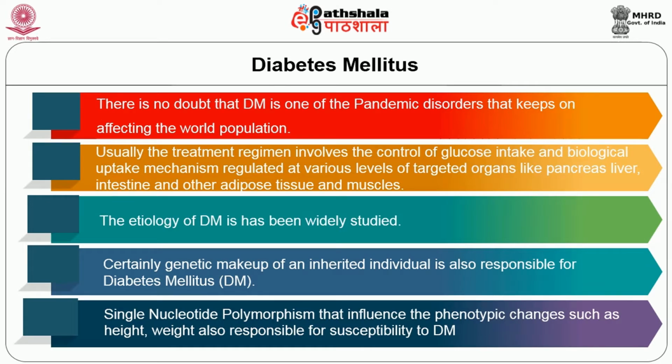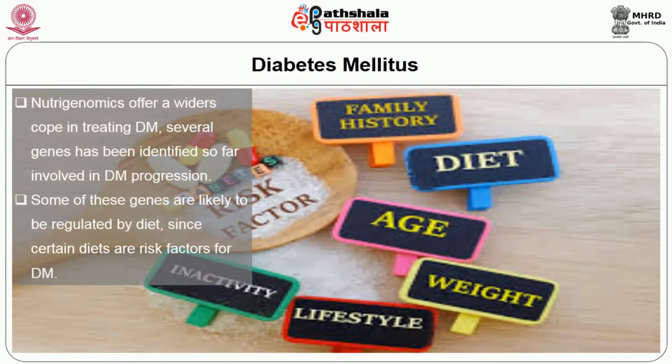Single nucleotide polymorphisms that influence phenotypic changes such as height and weight are also responsible for susceptibility to diabetes mellitus. Nutrigenomics offers a wider scope in treating diabetes mellitus, and several genes have been identified so far which are involved in diabetes mellitus progression. Some of these genes are likely to be regulated by diet, since certain diets are risk factors for diabetes mellitus.